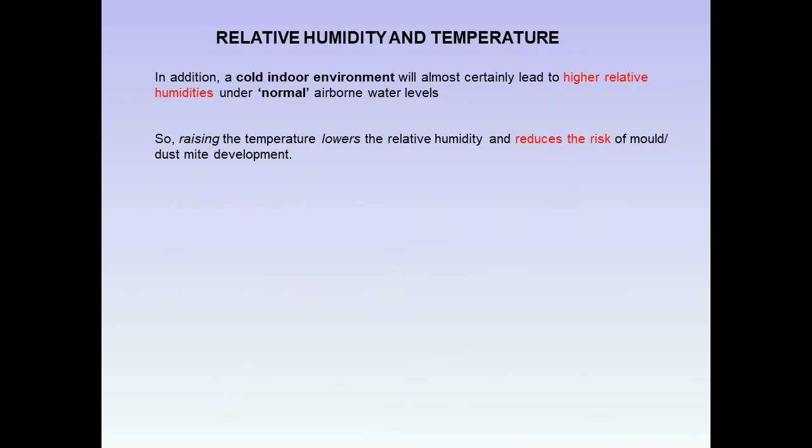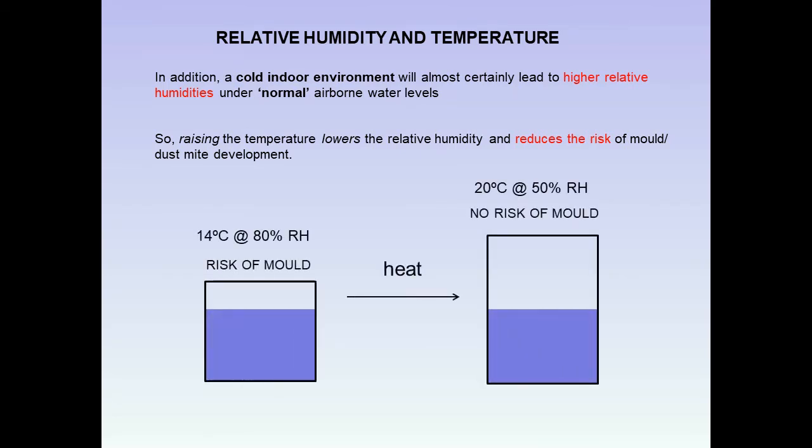In addition, a cold environment will almost certainly lead to higher relative humidities under what we could regard as normal airborne water levels. So, raising the temperature lowers the relative humidity and reduces the risk of mould and dust mite development. And we can see that in the diagram. Here's a room, it's 14 degrees, 80% RH, and of course at 80% RH, there's a risk of mould. If we increase the temperature in the room to 20 degrees, then this will drop the relative humidity to around 50%, and the risk of mould declines to effectively zero risk.